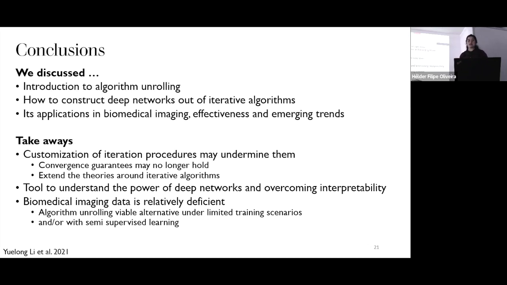Also, it can be seen as a tool to understand the power of deep networks, while also overcoming the interpretability issue of conventional deep neural networks. And we have to keep in mind that biomedical imaging data is sometimes deficient, so algorithm unrolling is a viable alternative in limited training data scenarios and also with semi-supervised learning.